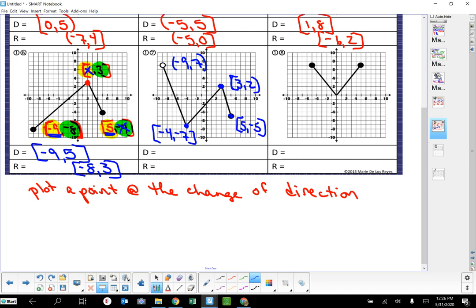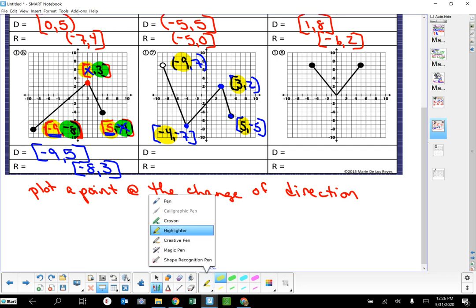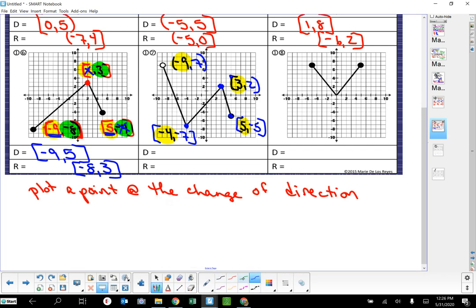Okay, so similar to what we did just a moment ago, highlight all of your x's: -4, -9, 3, and 5. We're going to start with our lowest one, which is -9, and the biggest one is 5, so we're going to ignore the -4, ignore the 3, and this is going to go from -9 with a parenthesis to 5 with a bracket.